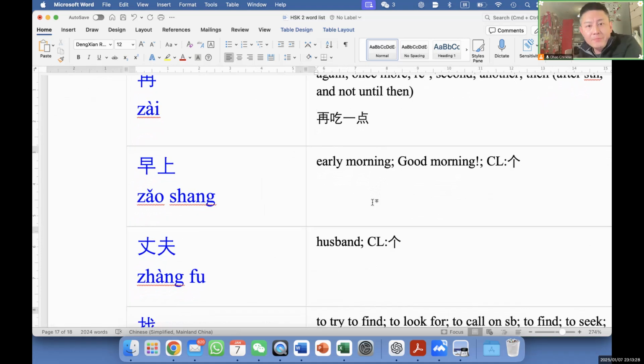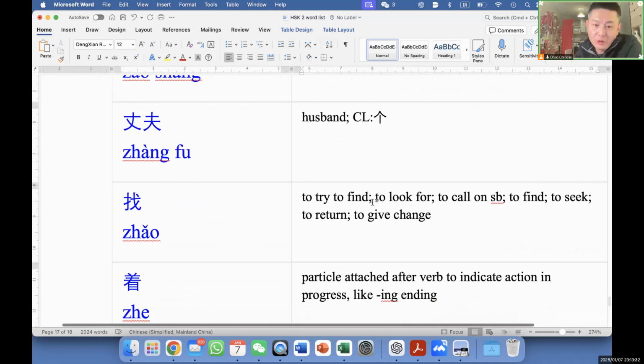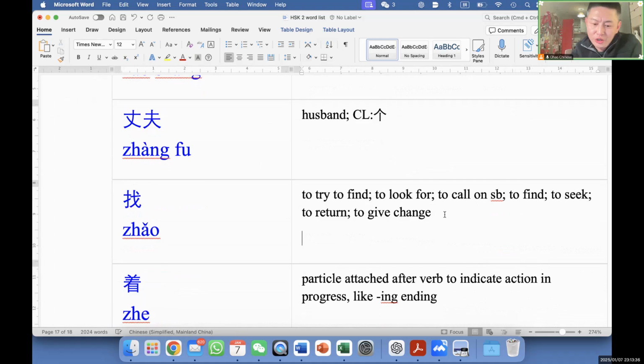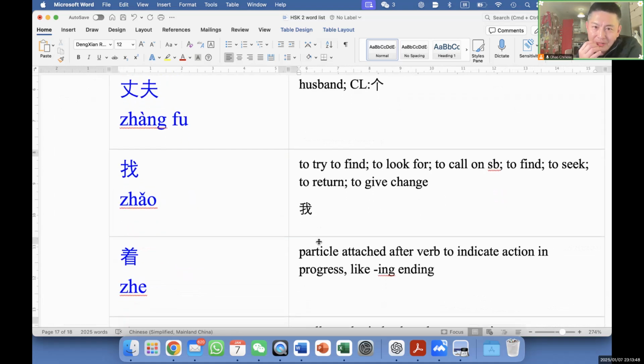早上 is morning. We talk about that. 丈夫 is husband. Yes, no problem. 找 is to look for. Does that word or character look like 我? Yeah, fair enough. Only you're missing one point there, one stroke there, and this line is broken a little bit, right? So there's some sort of a meme saying that, 找 is look for, 我 is I.